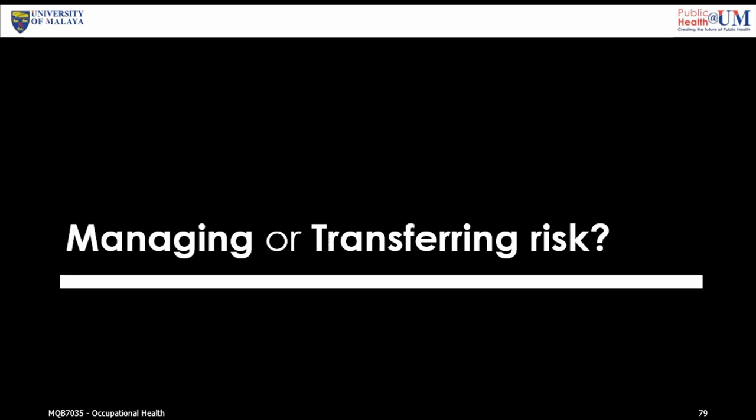They're trying to transfer the risk. It's not my risk. Let's put it in another ward. Let's put it in this ward first until the follow-up is negative. Without understanding that there's no such thing as zero risk. It's something you need to understand. You need to learn how to manage the risk.